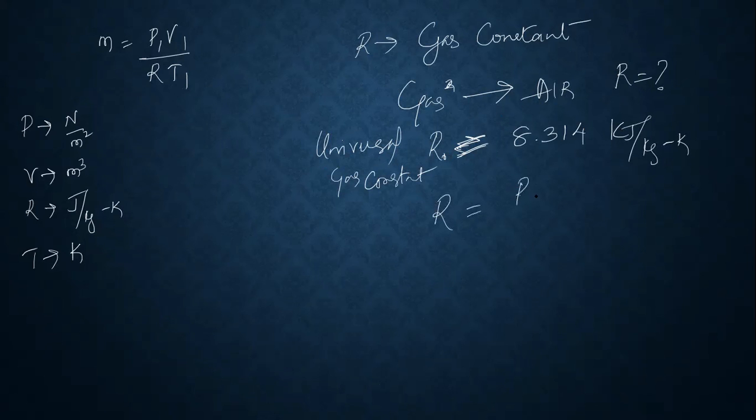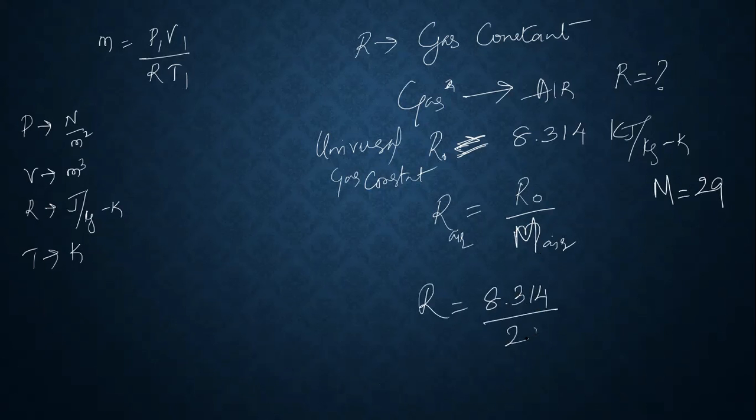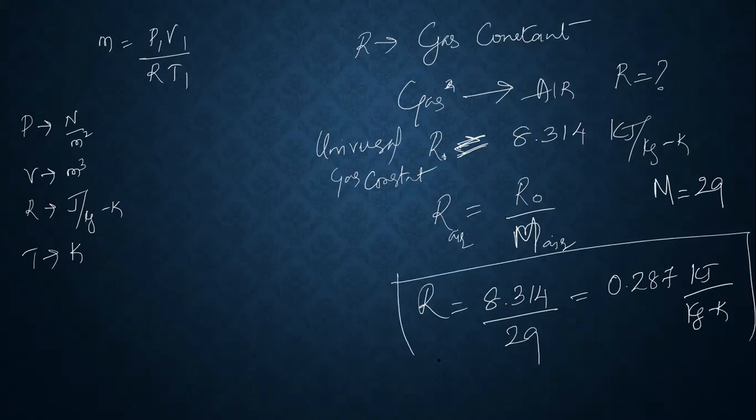Now how to calculate R? That is R naught divided by the molecular weight of which one? This is R of air, and this is the molecular weight of air. How much is the molecular weight of air? The molecular weight of air is 29. Therefore, R of air is calculated by 8.314 divided by the molecular weight of air, 29. Therefore, it is 0.287 kilojoules per kg Kelvin. This is R for air.